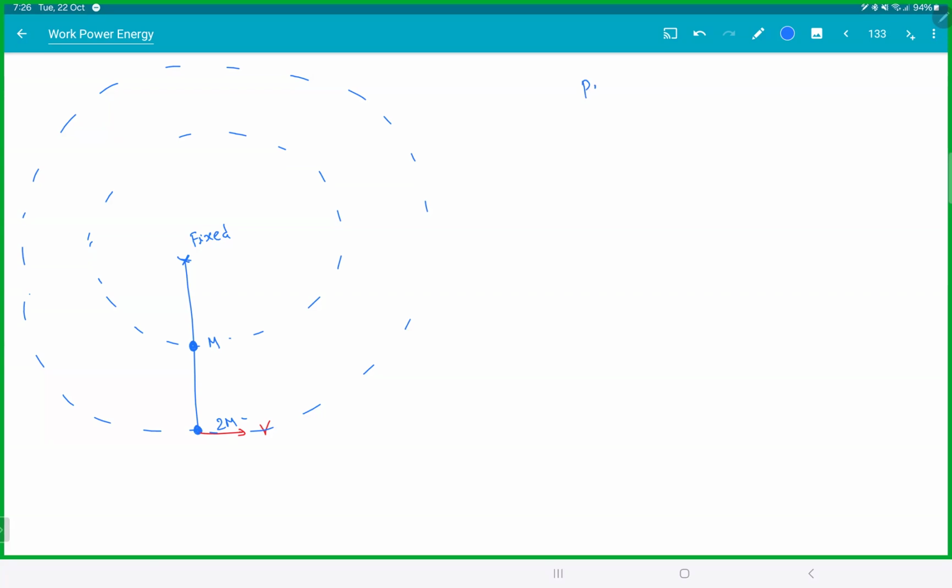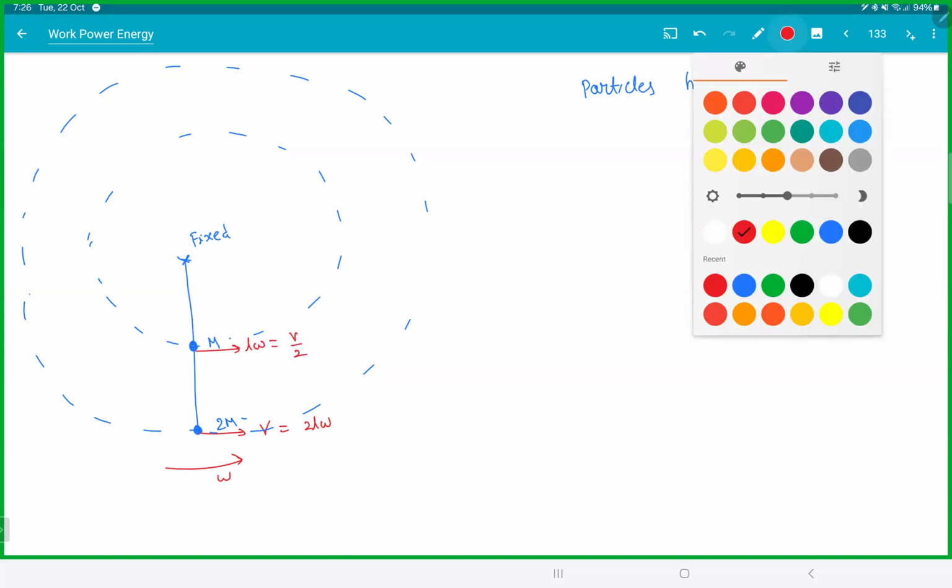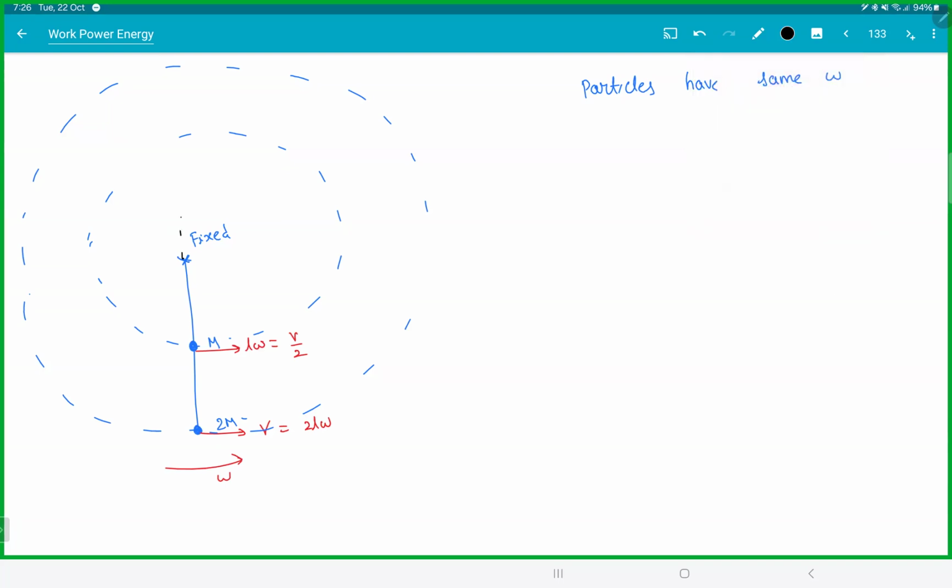The particles have the same omega because the rod rotates the same angle at any instant of time. So if this is going with 2L omega, this is L omega, that means the speed is only half. When this guy goes to the highest point, since it's a rod, it can push. This is 2M and this is M. They will just come to rest because it's a rod. Since a rod can push, you can have zero speed at the topmost point.